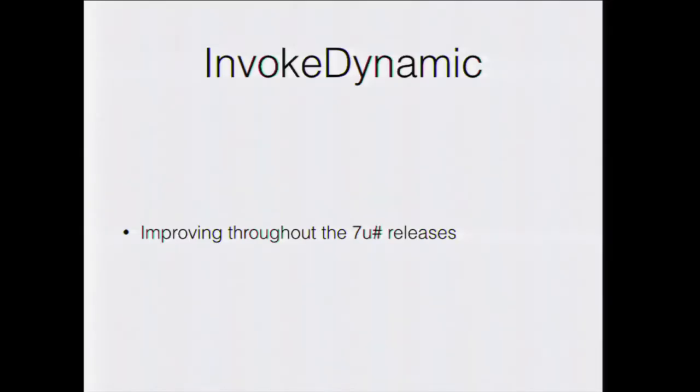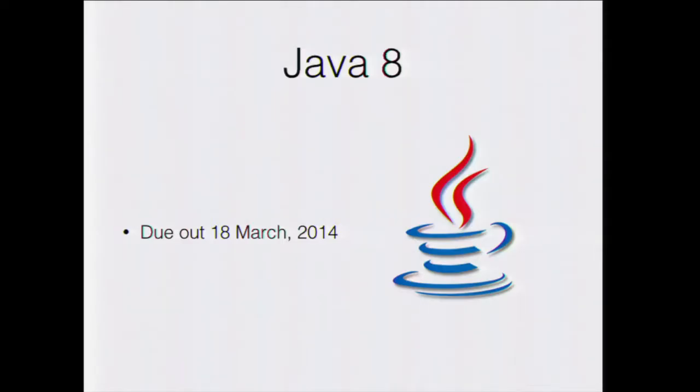But InvokeDynamic did have some problems in the initial release. There were some bugs, at least on the first update and second one. And it was rewritten for update 40, and the latest version of Java 7 is update 51, and it should be pretty stable at this point. But Java forges on, and Java 8 is due out next month. And InvokeDynamic should be pretty stable here. However, the performance is not that great.